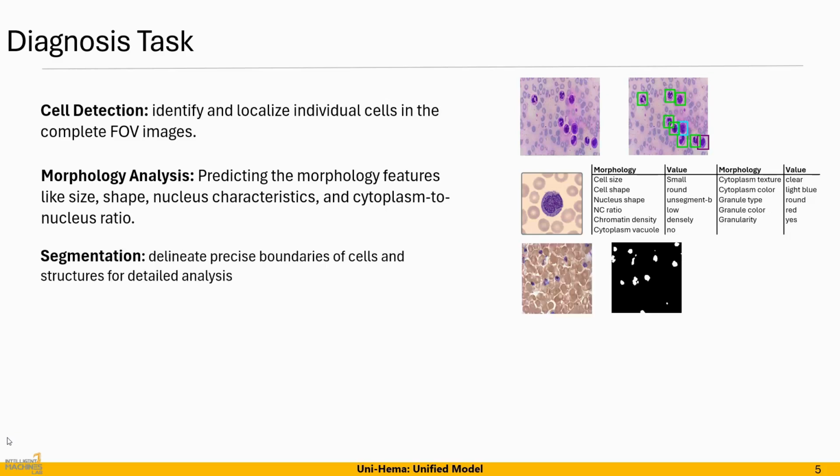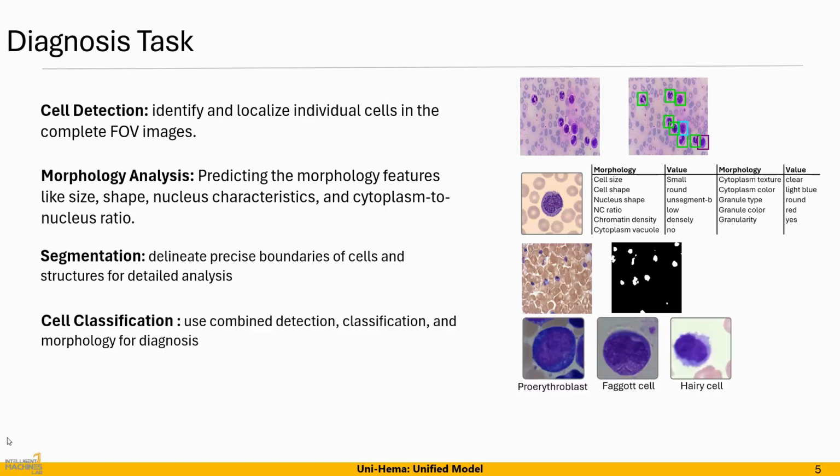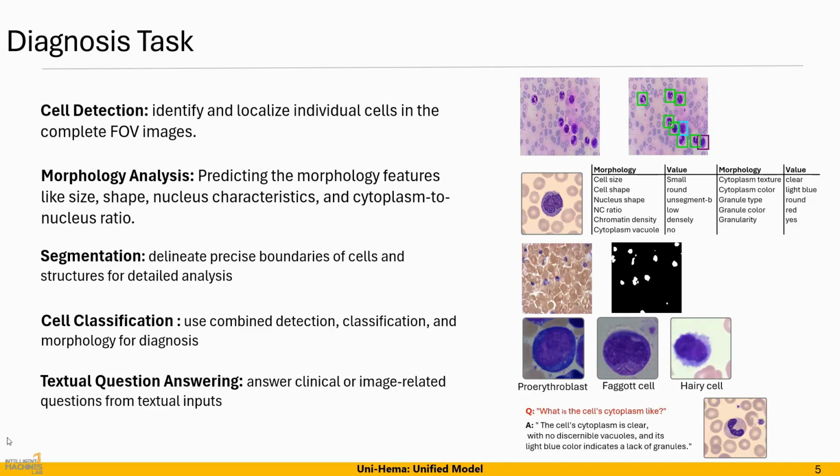The third one is the segmentation. Basically, the segmentation of the abnormal cells shows how precisely the change occurs in the cell shape. The next is the cell classification. The cell classification is mostly important in the bone marrow, where the cell type is changed with respect to the minor changes of the morphology. Lastly, the question answering and the mask language model. Tasks for the detailed conversation with respect to the complete field of view and the single cell.